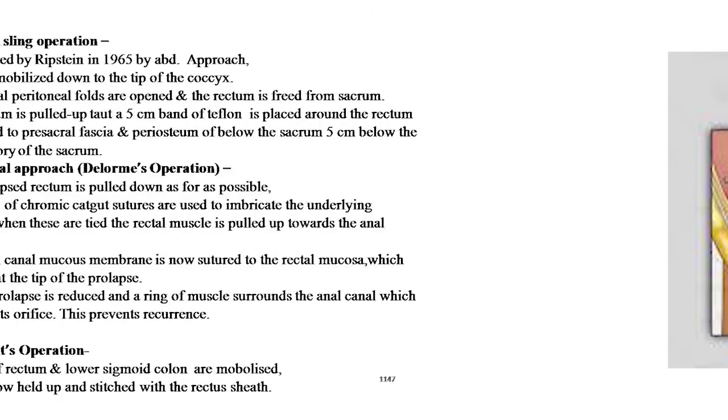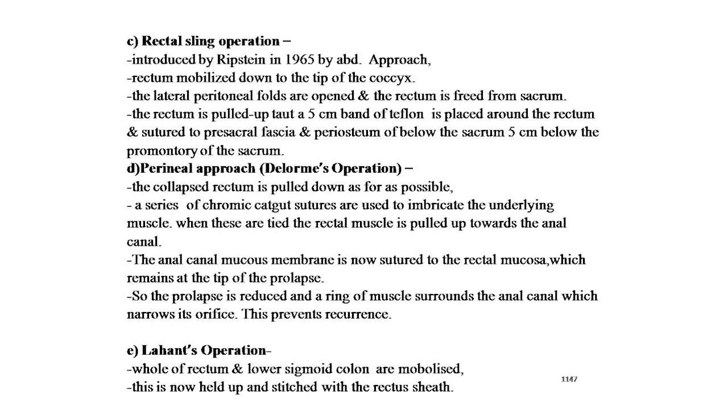Now the third operation for rectal prolapse is the rectal sling operation, introduced by Ripstein in 1965 by abdominal approach. The rectum is mobilized down to the tip of the coccyx. The lateral peritoneal folds are opened and the rectum is freed from the sacrum. The rectum is pulled up, taut. A 5 cm band of Teflon is placed around the rectum and sutured to the presacral fascia and periosteum of the sacrum, 5 cm below the promontory of the sacrum.